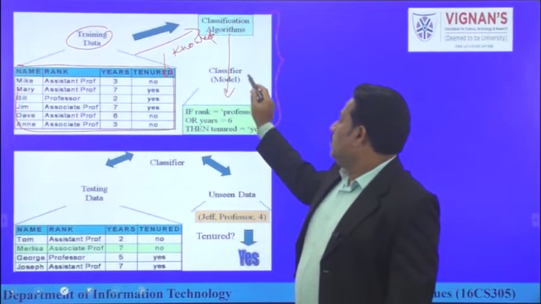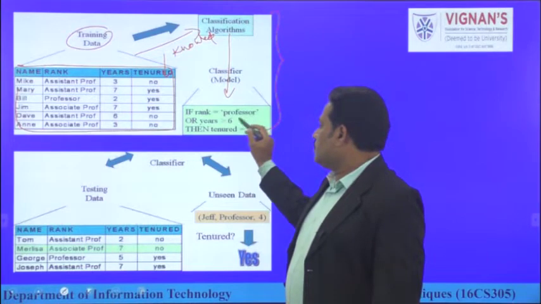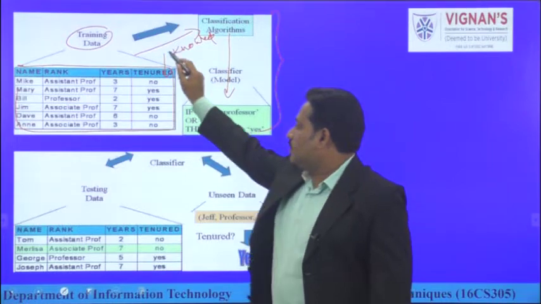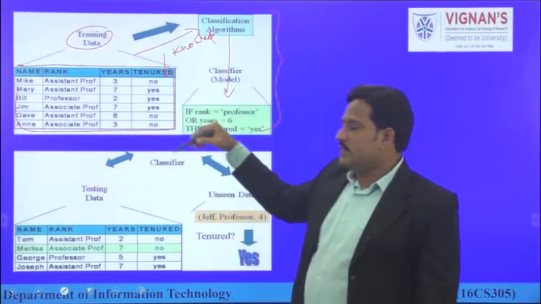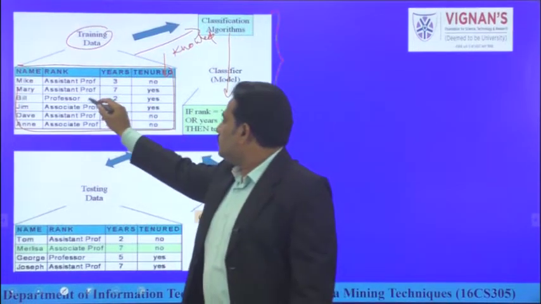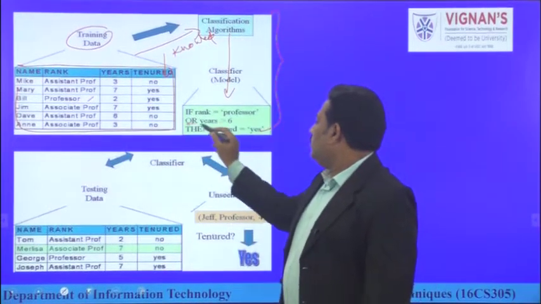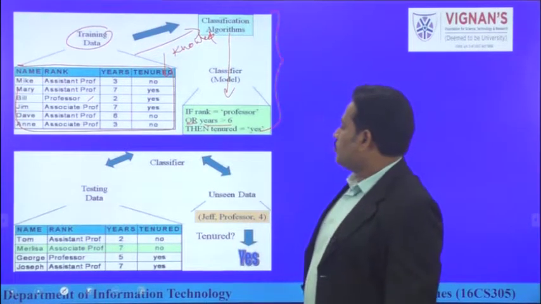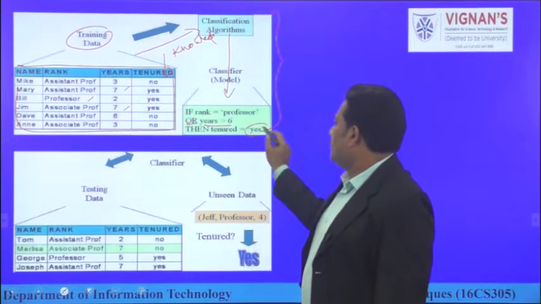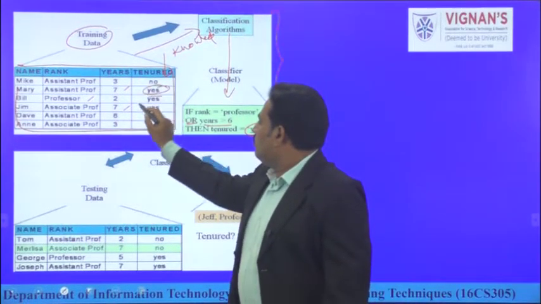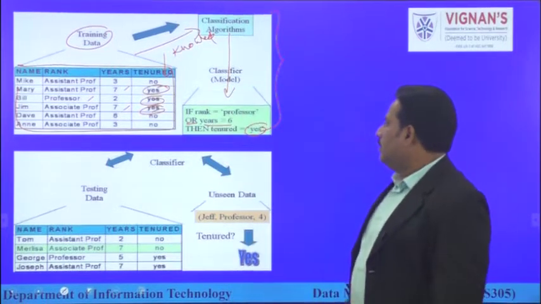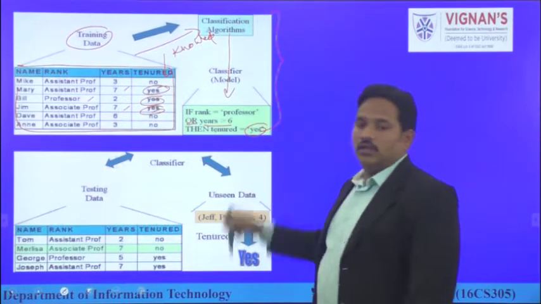Like here, the model classifier is: if rank equals professor or years is greater than 6, then tenure equals yes. That means after analyzing these 6 rows or 6 tuples, the model understood that if rank equals professor or years greater than or equal to 6, then the tenure will be yes. That is a rule which has been derived from the training data. Now this rule is going to be applied on unknown data.